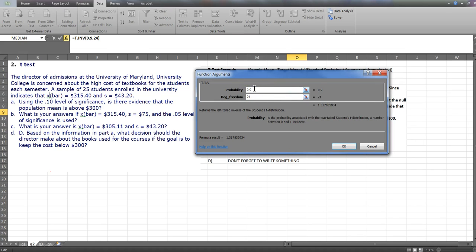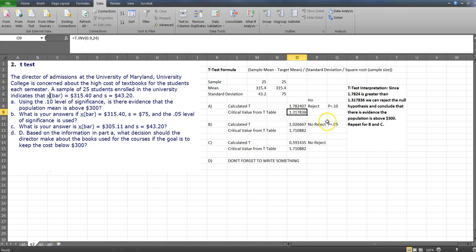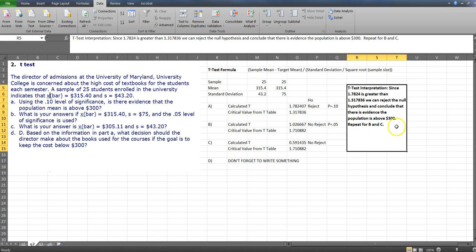Okay, so we put 0.9 because it's asking us for a significance level of 0.1, so we know to take the difference, which is 0.9, and the degrees of freedom, well, that's simple. That's the sample size minus 1. So we know the sample size is 25, so we just put in 24 here. We get a formula result of 1.317.